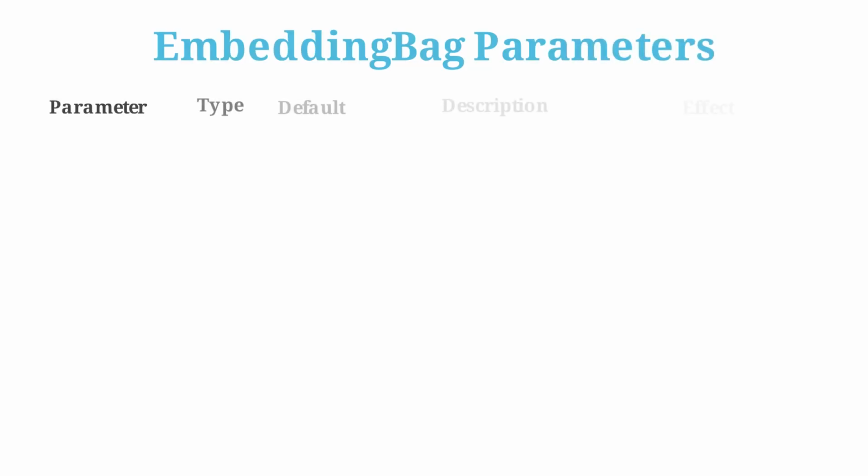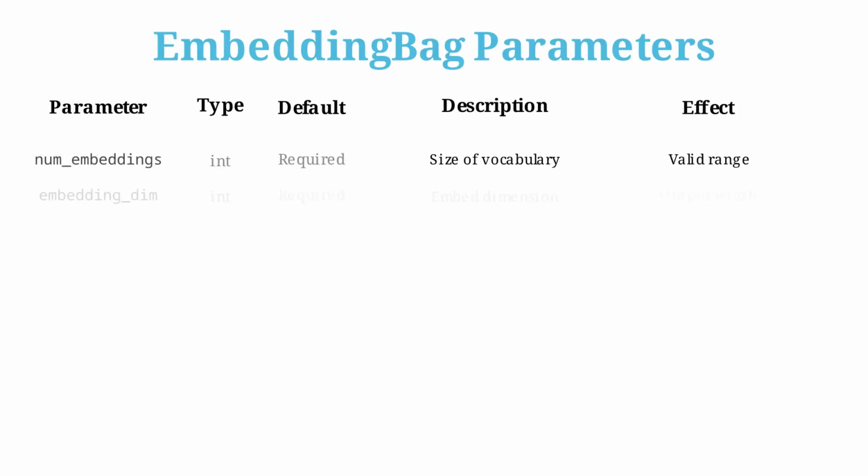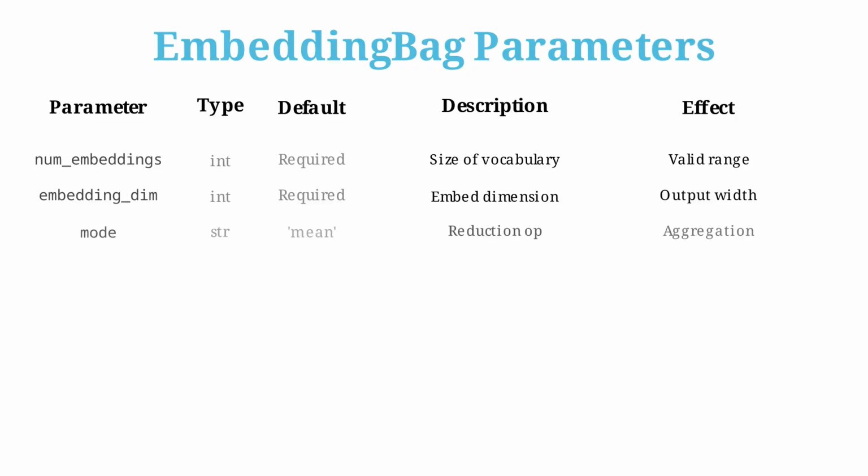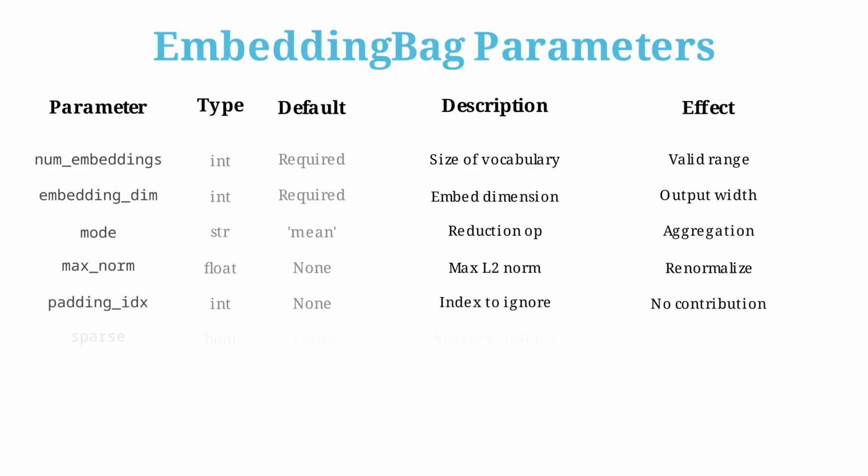Let me walk you through all the important parameters of EmbeddingBag. This table provides a comprehensive overview of each parameter, its type, default value, description, and importantly, how it affects the output. Take note that num_embeddings and embedding_dim are required parameters that define your vocabulary size and embedding dimension respectively. The mode parameter controls how embeddings are aggregated, defaulting to mean but also supporting sum and max. Other parameters like max_norm, padding_idx, and sparse provide additional control over the behavior of your embeddings.